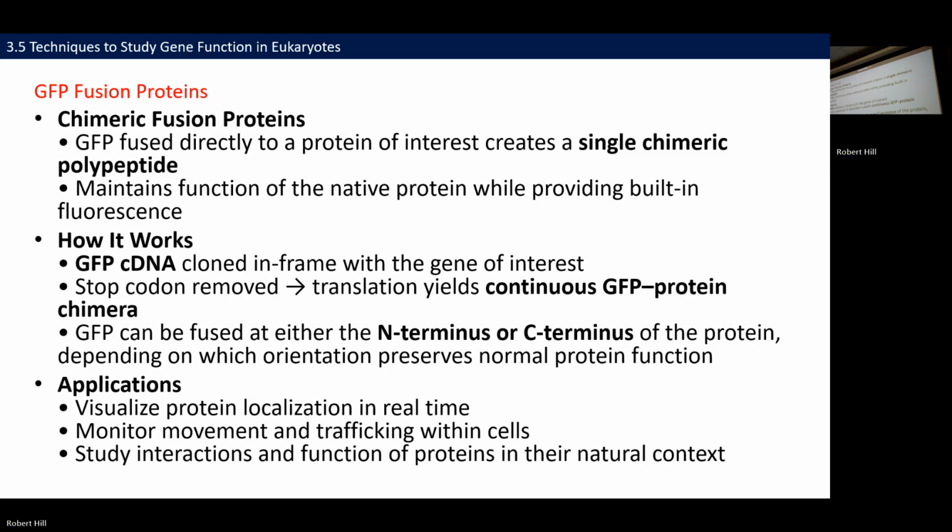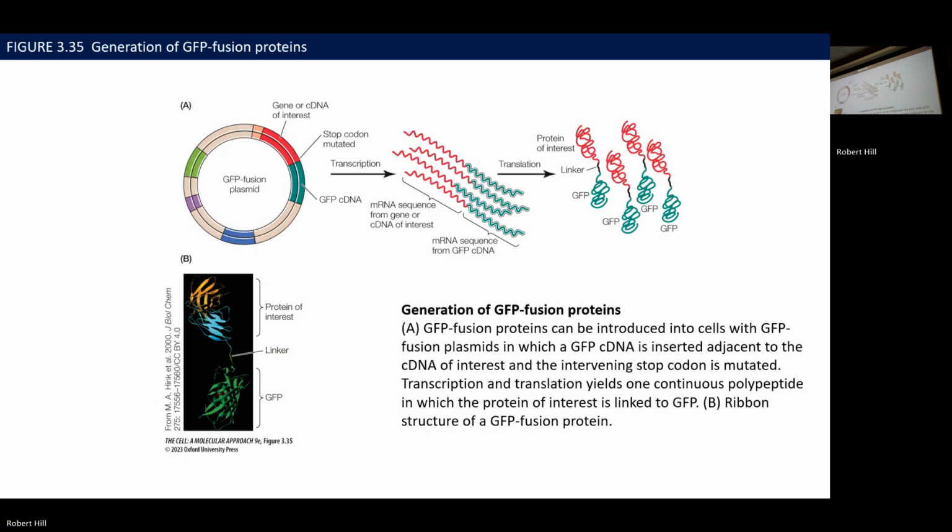All right, so this is how the fusion proteins are generated. I just went over that. You can put it on the C term or the N term. It'll usually put in a little linker string of amino acids to keep them a little separated so they're not messing each other up. But ideally, these retain the protein properties of both proteins, so that you have a protein now that you can see where it is in the cell.